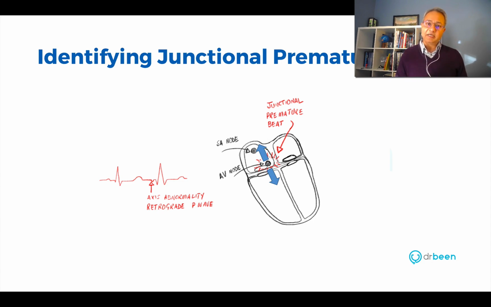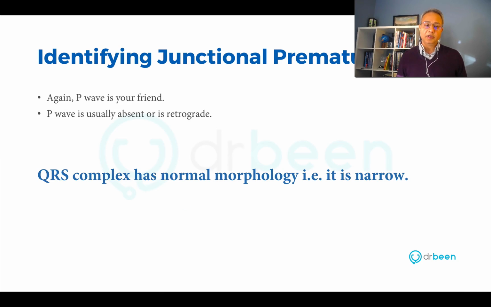A retrograde P wave will be present in the junctional arrhythmia. It is absent if it got buried in the QRS complex. If it is present, it may have an axis deviation, axis change. So how would you identify the junctional premature beat? The P wave is absent or its axis is abnormal. The QRS complex is normal, the rhythm is abnormal.